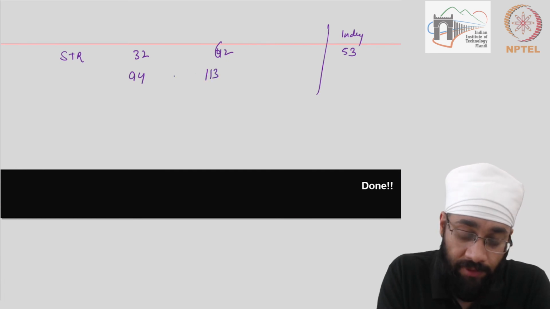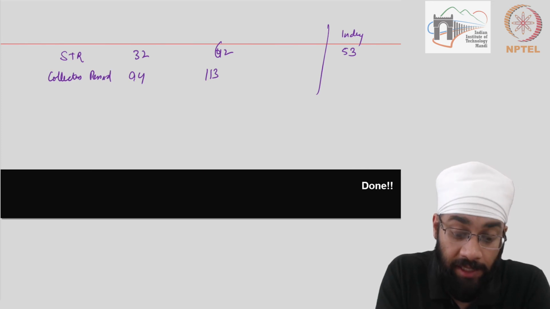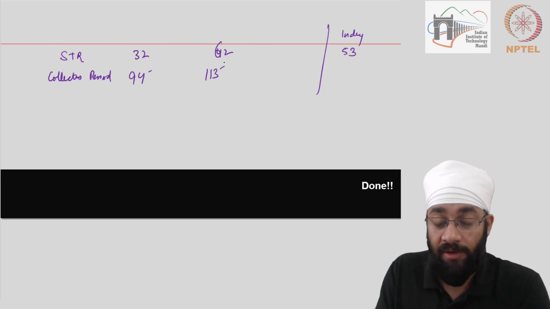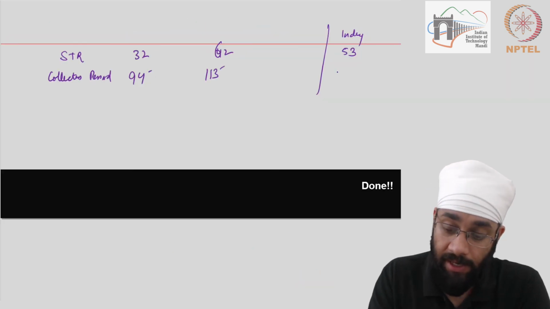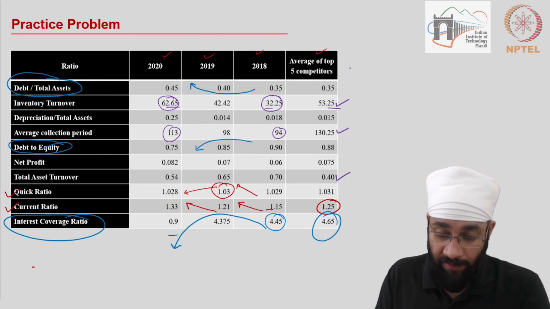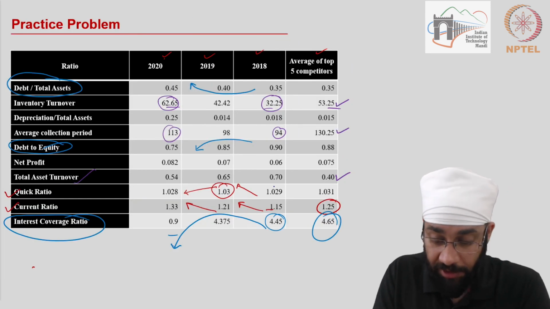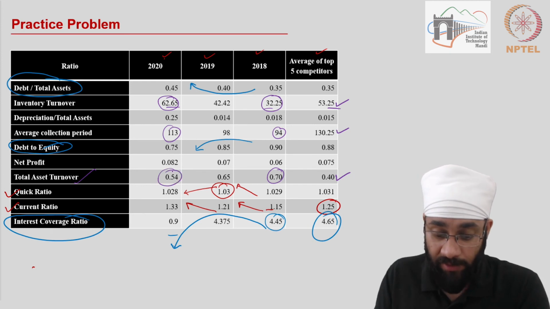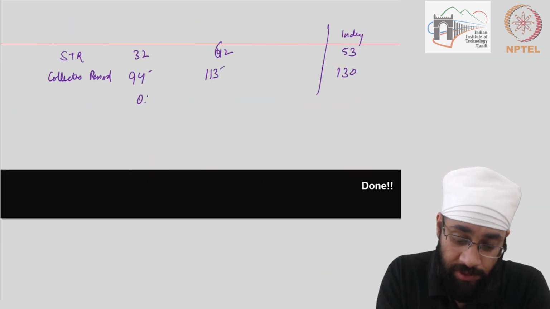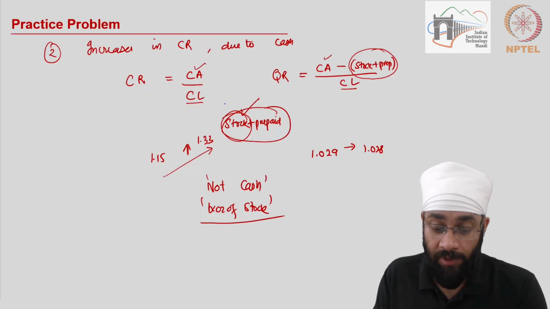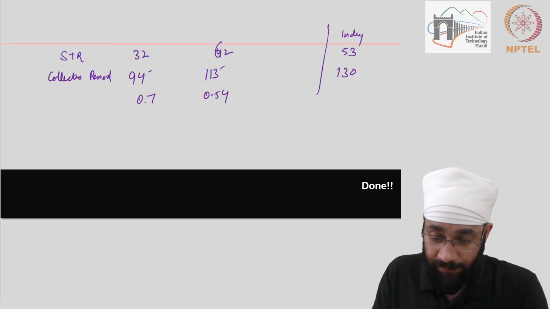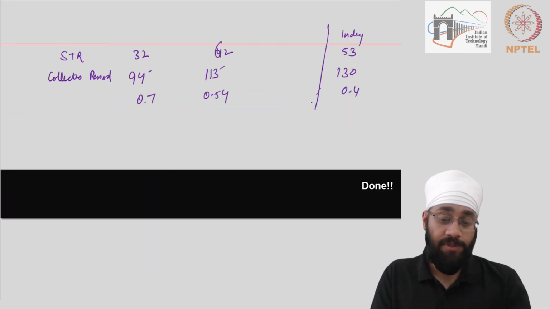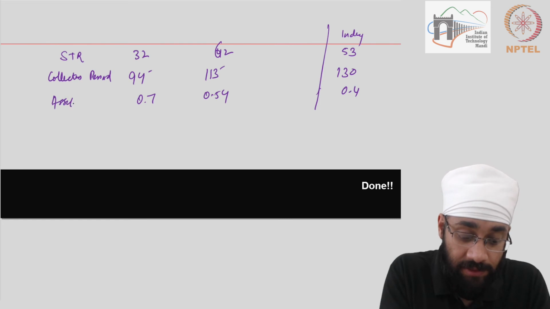94 to 113. This is collection period, which means every 94th day or every 113th day we collect from our customers. And industry average is 130. And finally, the third number we have is total asset turnover, which is 0.7 and 0.54, and industry average was 0.4. All right, let's look at these numbers now. This is assets turnover.